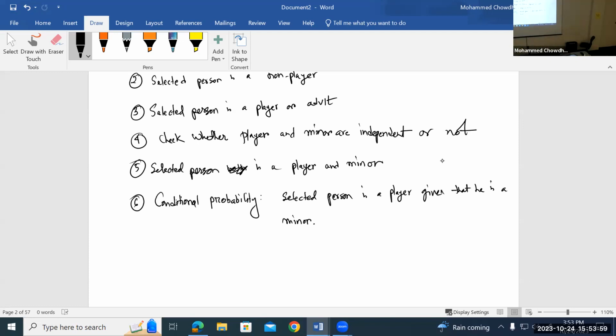See what I have covered in this problem: how to check independence, how to use set theory, and how to find conditional probability. Usually in this exam, at least 1 or 2 problems you are going to get from this. Maybe 2-3 problems you can get from this. Understand, right? Clear, right? So now the first task is what? The first task is to construct a contingency table, okay?